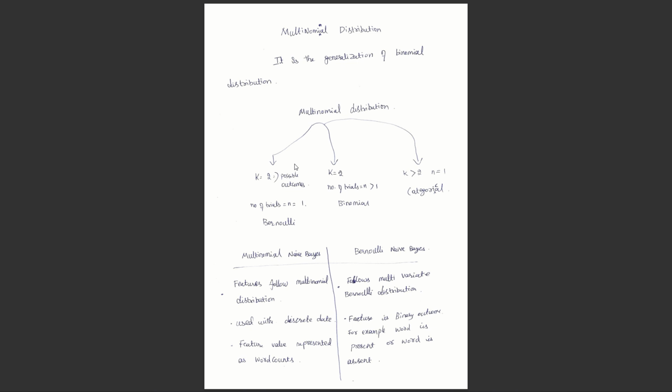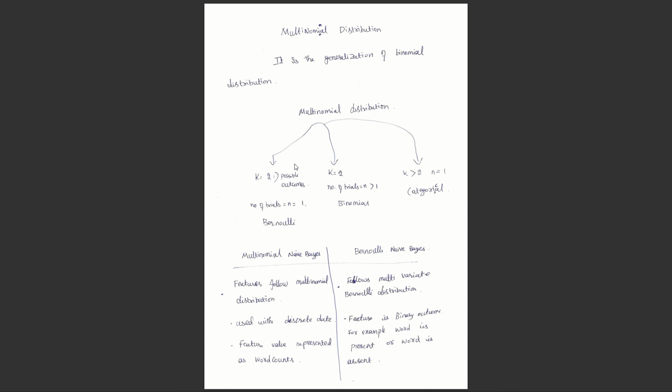Multinomial distribution is used to classify, as mentioned, the Bernoulli, binomial, categorical distributions, different distributions. So based on the k and n value, k stands for possible outcomes, that is, what are the possible outcomes in a scenario, and n is the number of trials used. So if the possible outcomes is 2, say for example, if we toss a coin, there is a possibility of head and tail. So there are 2 possible outcomes, and the number of times that we toss the coin is n. So when n is equal to 1 and possible outcomes 2, then it is Bernoulli.